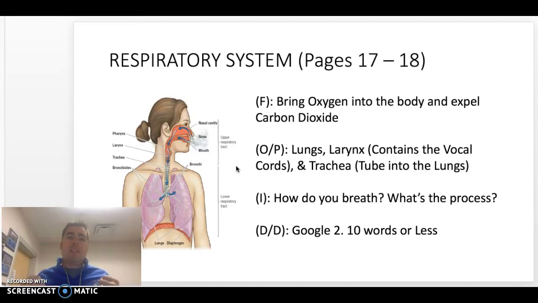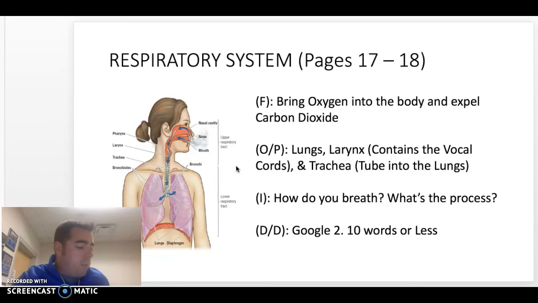So actually, the lungs themselves are not moving. They're not contracting. They're not a muscle. It's the diaphragm that's forcing the air in and out. Please make sure you read that little section on page 18 and get into your notes how that breathing process works.